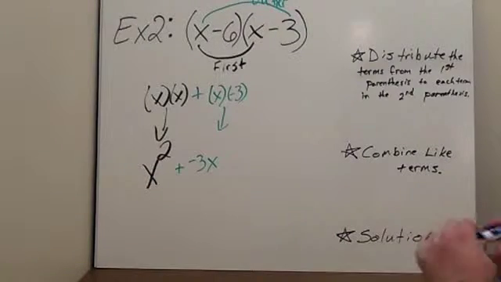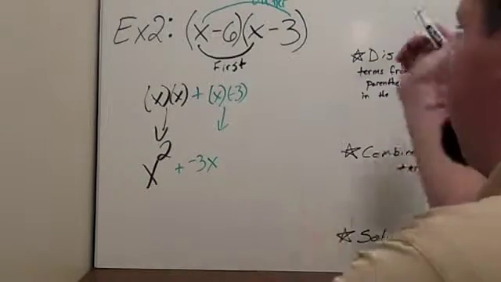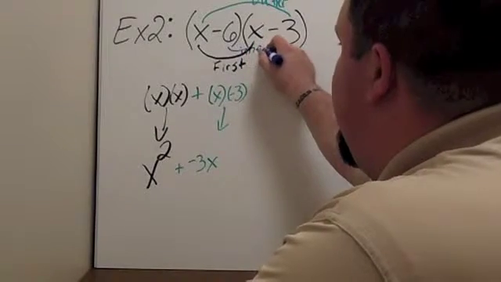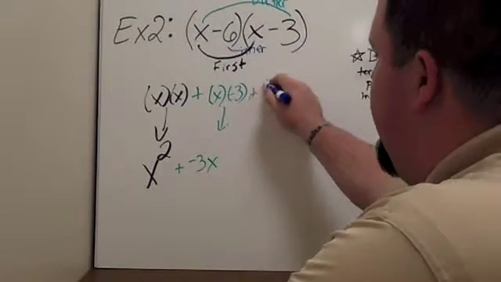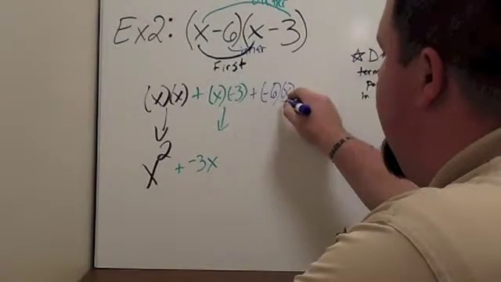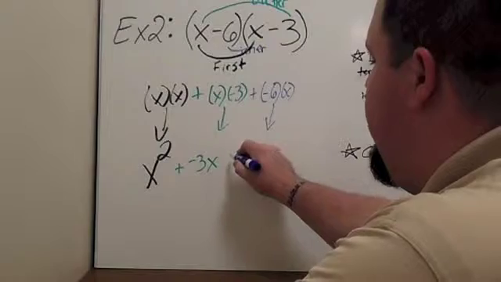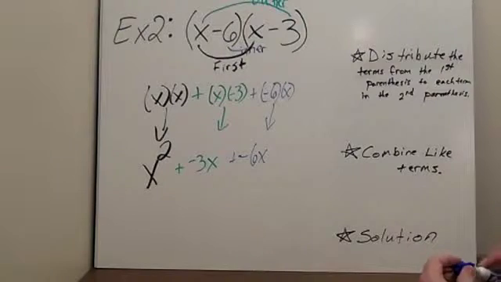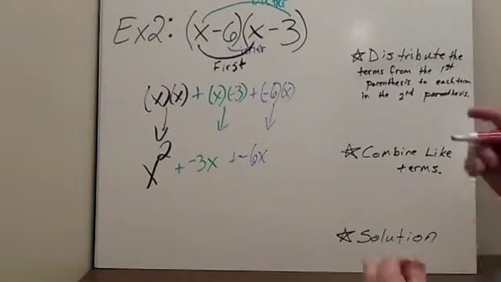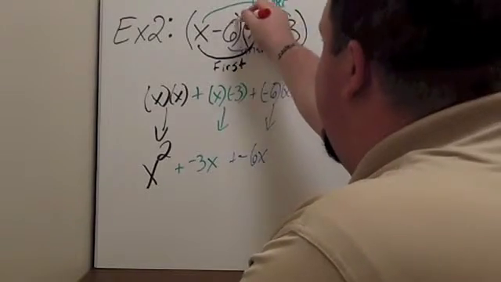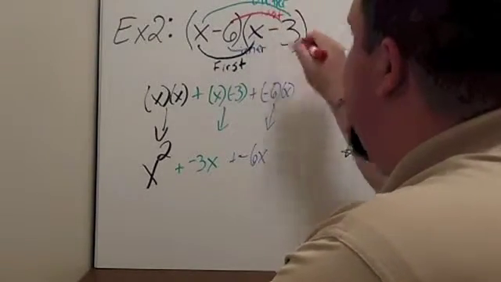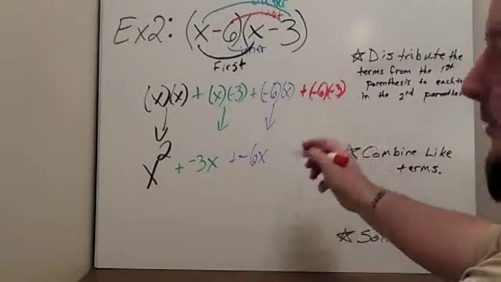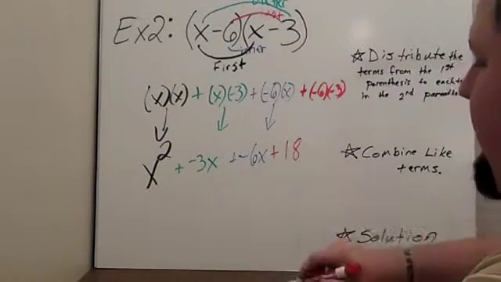We then do our inner terms. These are the two that are closest together. In this case, it will be negative 6 times x. Again, I have a plus sign between, but because I'm multiplying by a negative, I get a negative 6x. Lastly, I do my last terms, negative 6 times negative 3. Because when multiplying a negative by a negative, I get a positive 18.